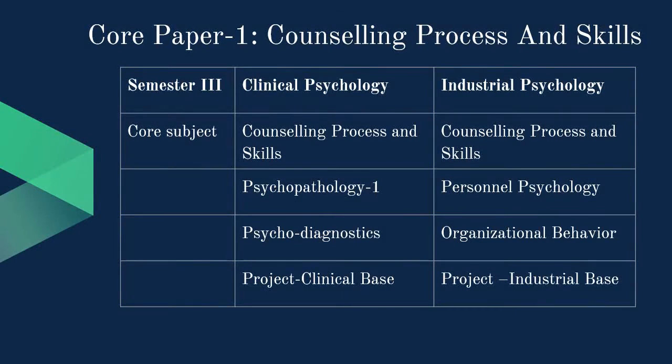By core paper, what we can see here is the core subject, counseling process and skills. This paper is compulsory for all the students irrespective of your specialization. So the paper counseling process and skills needs to be studied by all the students of MA Part 2 Semester 3. Now after this, there are 3 different papers, out of which 2 papers are theoretical papers.